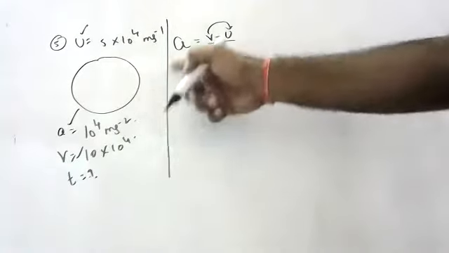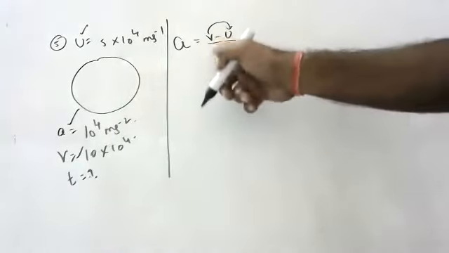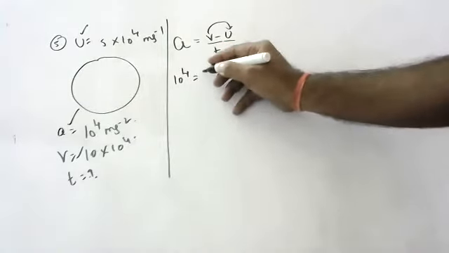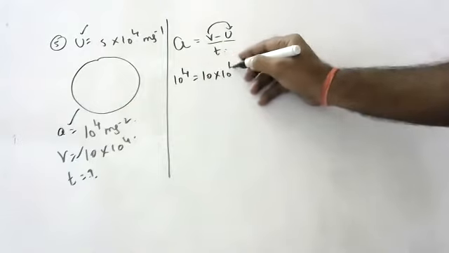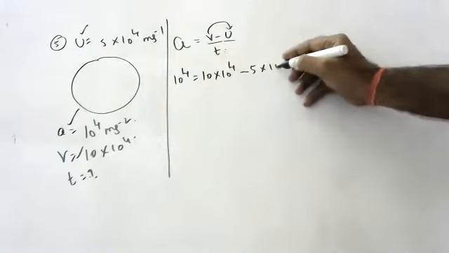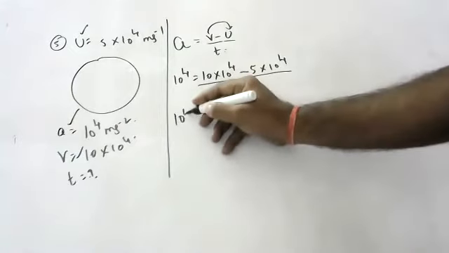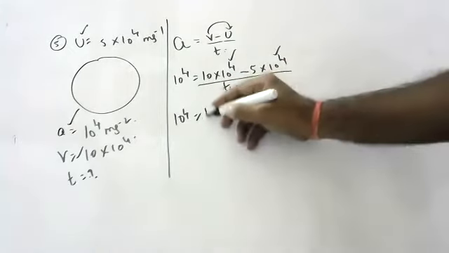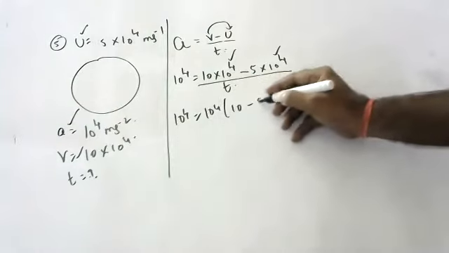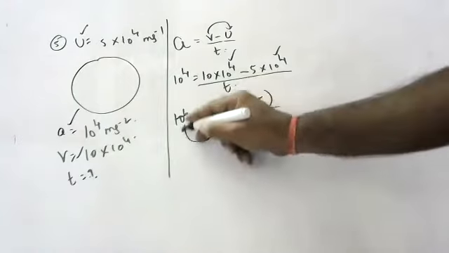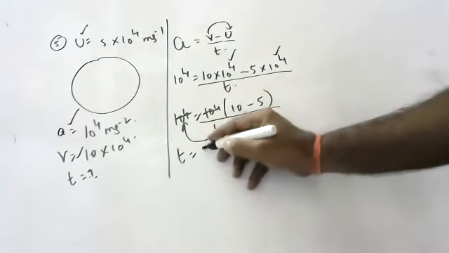Now you have acceleration, you have V, you have U. Can't you find out T now? Yes, sir. A is equal to 10 to the power of 4, into 10 to the power of 4, T. Okay, 10 to the power of 4 common will take, means 10 minus 5. T is equal to 5.